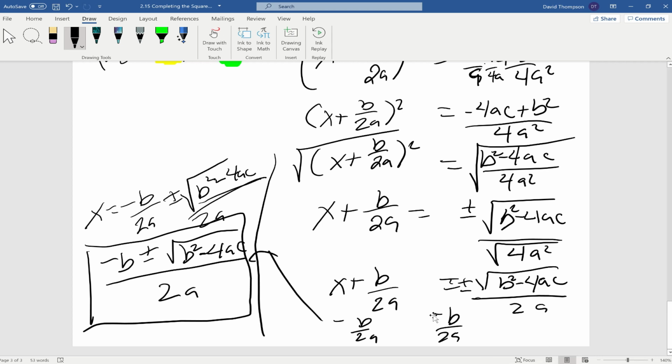So hopefully this helps you understand how to complete the square and helps you realize where the quadratic formula actually came from.